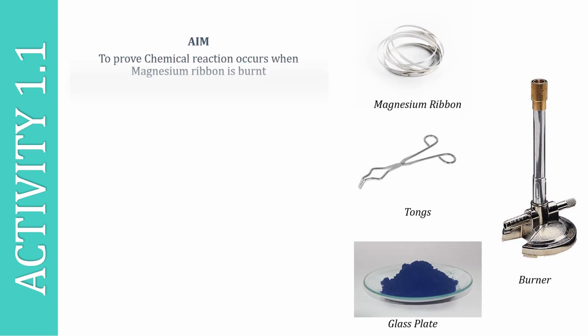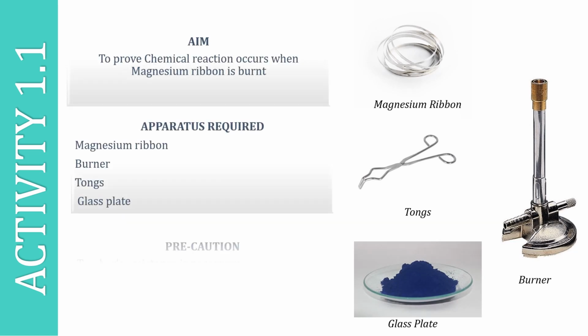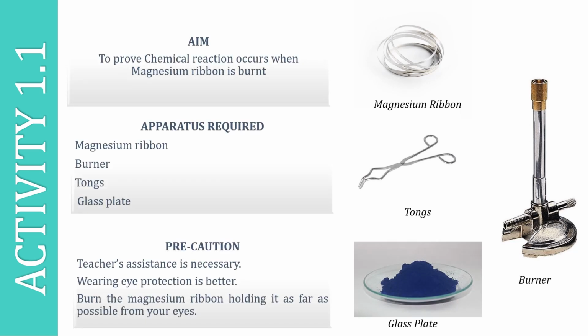Let's learn about the theory of Activity 1.1, that is burning of magnesium ribbon. The aim of the activity is to prove that a chemical reaction occurs when magnesium ribbon is burnt. Apparatus required for this activity is magnesium ribbon, burner, tongs and glass plate.